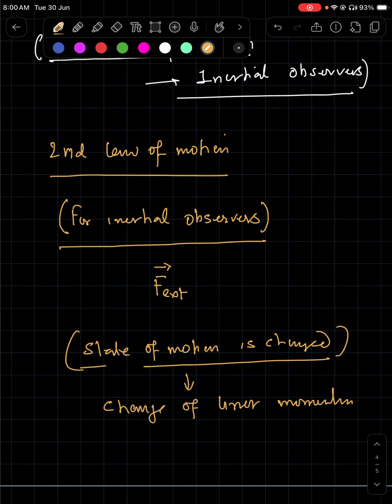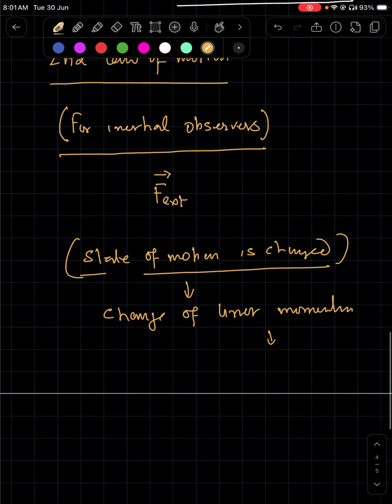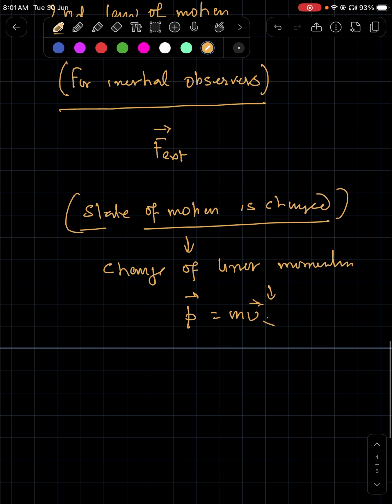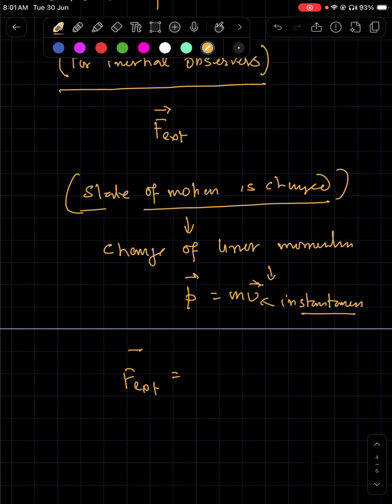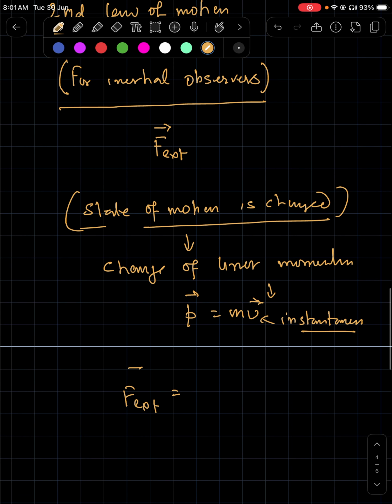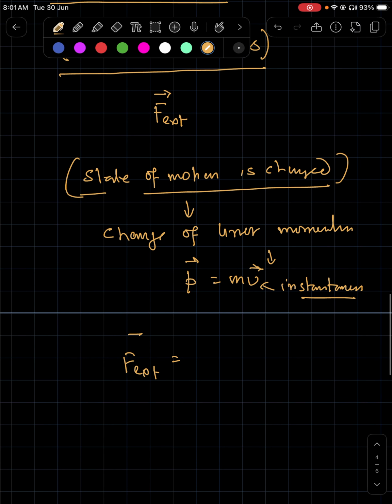And the definition of linear momentum is P equals mass into velocity. But we have to remember this velocity is instantaneous. It is not any velocity, it is instantaneous velocity. So the external force, the total external force we are talking about, the resultant one, and this equation is written by those observers who are inertial observers.